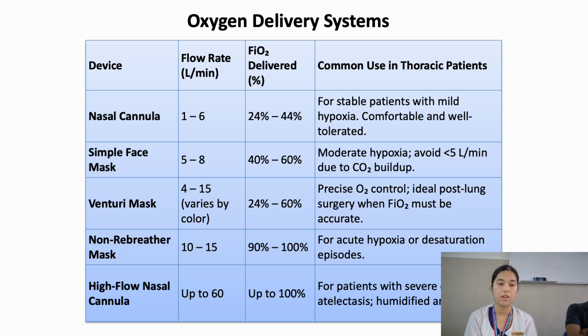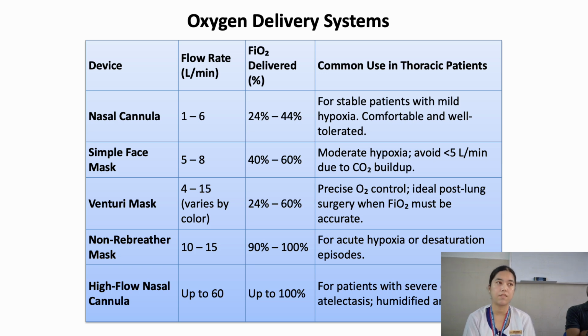Like nasal cannula, it delivers 1 to 6 liters per minute flow rate with 24 to 44% FiO2, and it's used for stable patients with mild hypoxia, while simple mask administers 5 to 8 liters per minute flow rate with 40 to 60% FiO2 delivered. It is used in moderate hypoxia, and the oxygen flow rate should be more than 5 liters per minute to prevent carbon dioxide buildup.